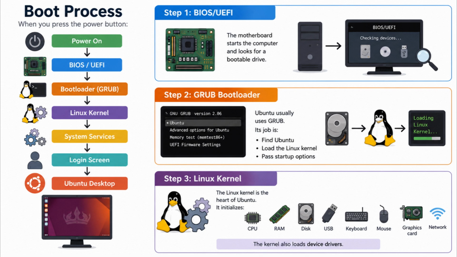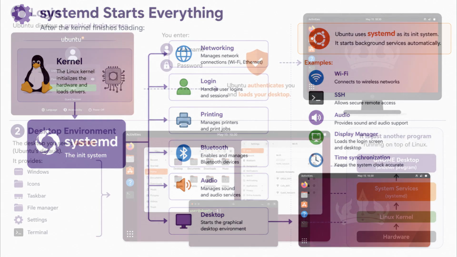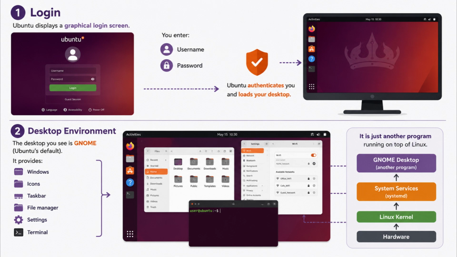It then loads the GRUB bootloader, which starts the Linux kernel. The kernel initializes the CPU, memory, storage, and devices, preparing Ubuntu to start. After the Linux kernel finishes loading, it starts systemd, Ubuntu's init system. Systemd launches important background services like networking, Bluetooth, audio, printing, and the graphical desktop, allowing the operating system to become fully functional. Ubuntu now displays the login screen.